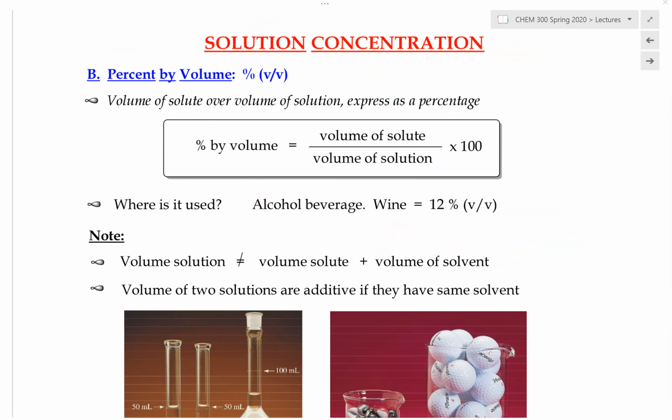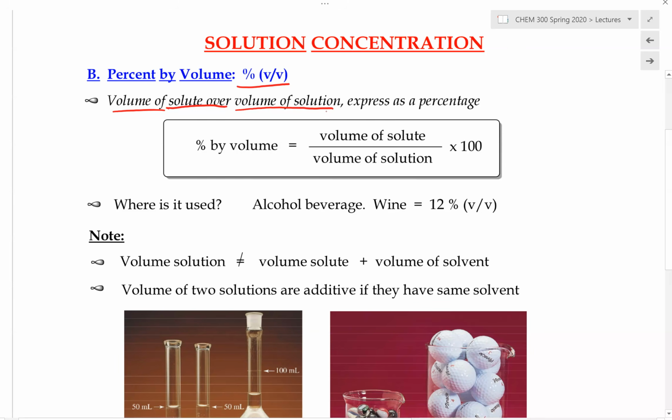And now let's go over the second method of using the percent concentration. Here, the percent by volume. And we abbreviate this with percent v over v. So v here means volume, so volume over volume. In this method, we basically express the solute in terms of volume. How many milliliters, or any unit of volume, of the solute do we have over the volume of the solution. And we express this as a percentage.